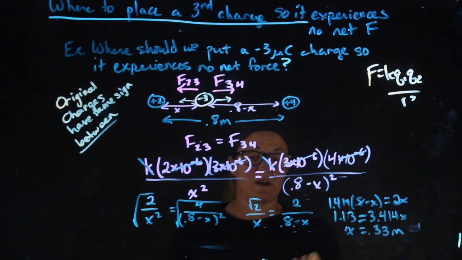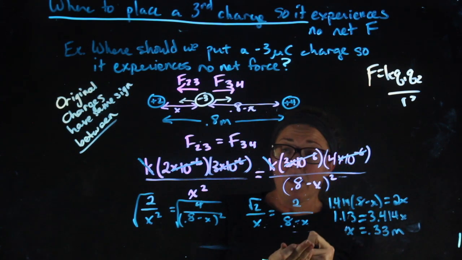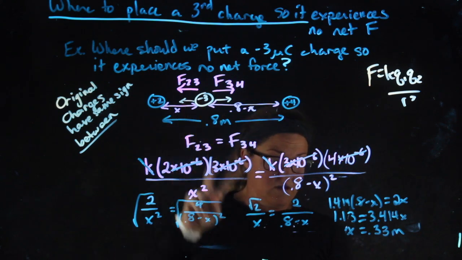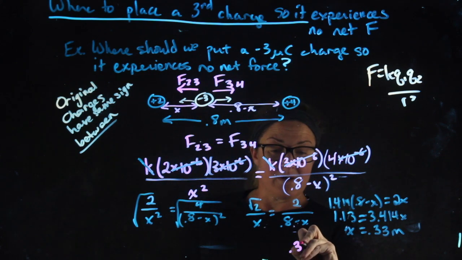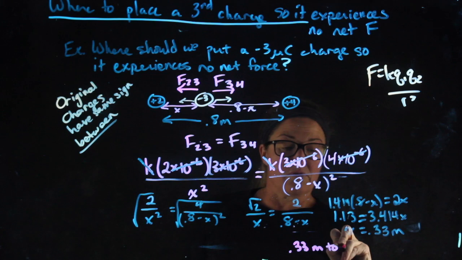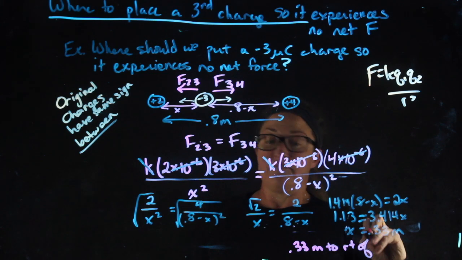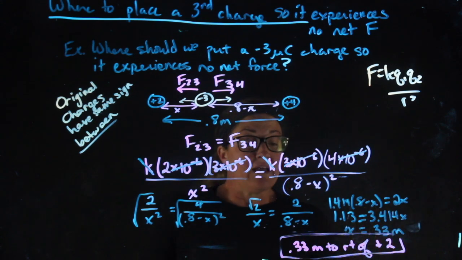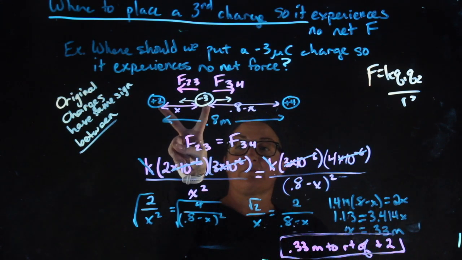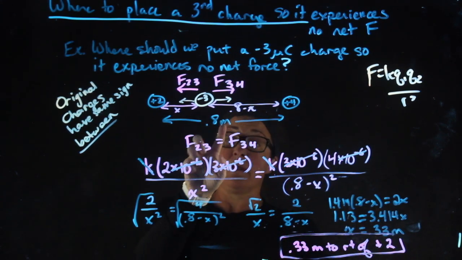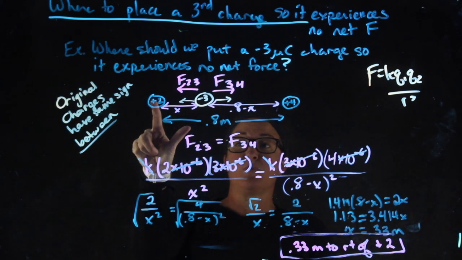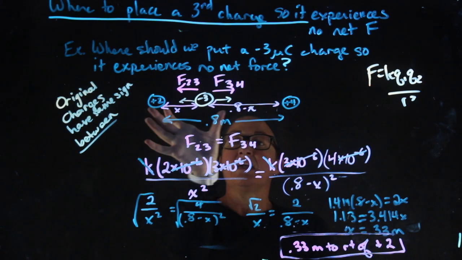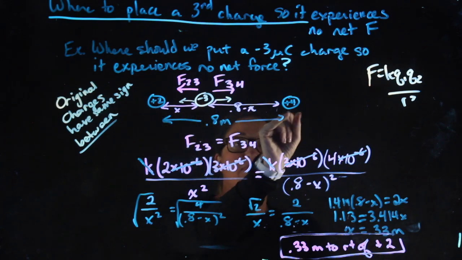I have my answer to the problem, but I need to put it in a little bit of context. I defined x as this, so I should say 0.33 meters to the right of the positive 2 charge. And looking at the magnitude of this, 0.33 is less than half of the 0.8, which makes sense because if 2 is a weaker charge than 4, it's going to need to be closer to that than it is to this.